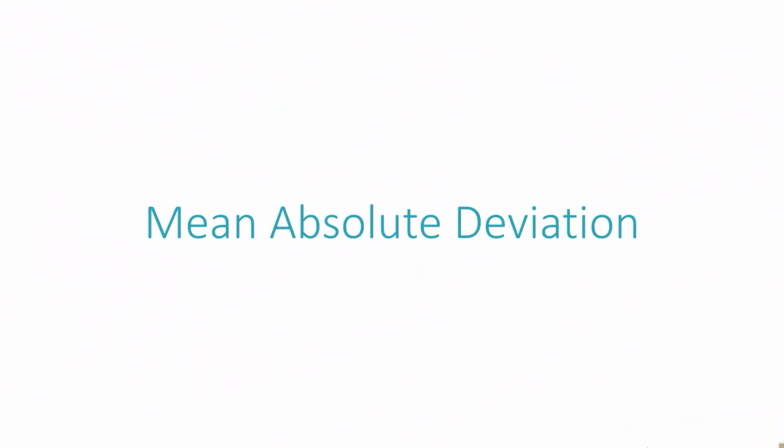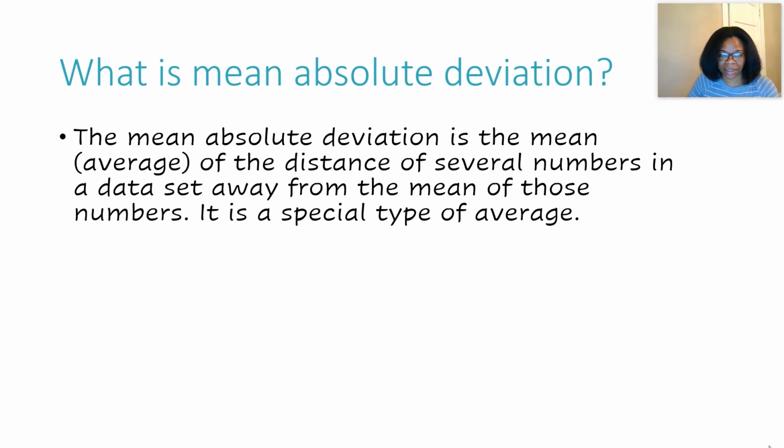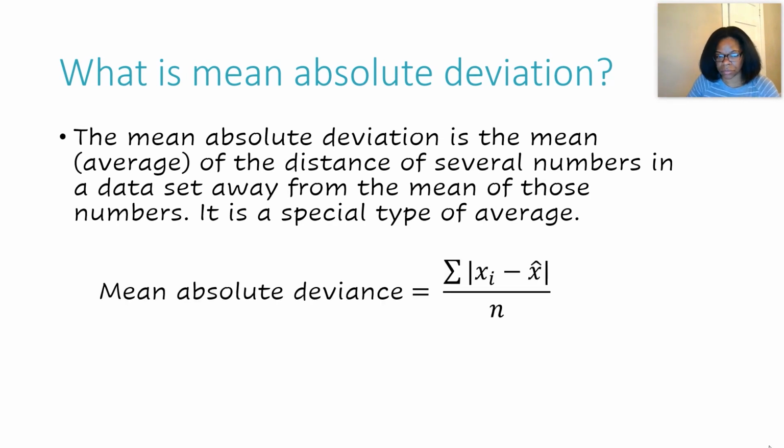Mean absolute deviation. What is mean absolute deviation? The mean absolute deviation is the mean or the average of the distance of several numbers in a dataset away from the mean of those numbers. It's a special type of average.